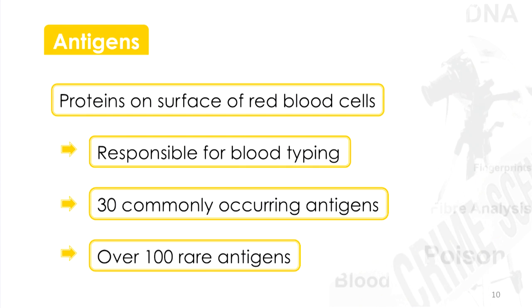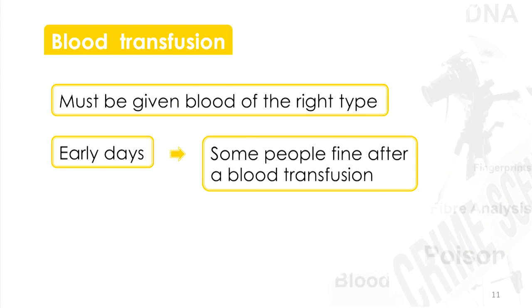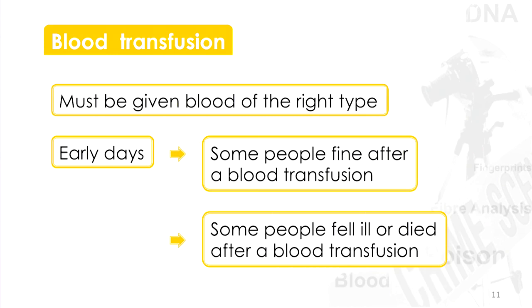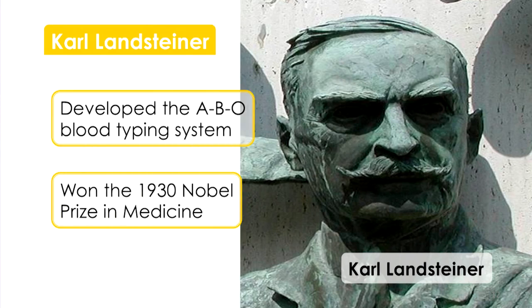You know very well that if you have a blood transfusion, you must be given blood of the right type. In the very early days when blood transfusions started, and nobody understood blood type, some people would get a blood transfusion and they would be fine, and some people would get a blood transfusion and they'd be very ill or they would die. This confusion was only sorted out by Karl Landsteiner in the early part of the 20th century, and he won the Nobel Prize for Medicine for developing the ABO system of blood typing.